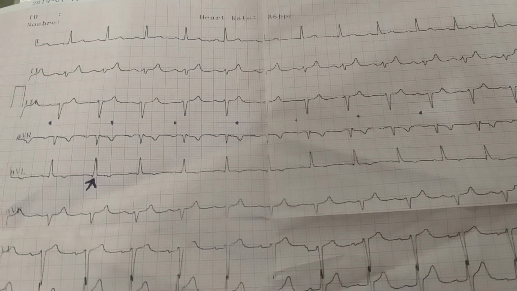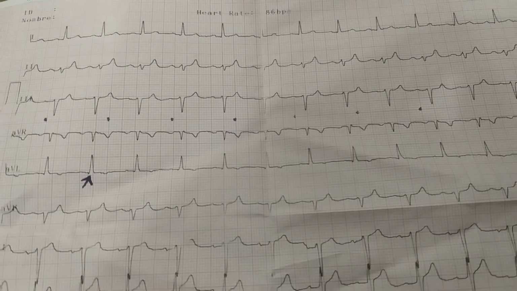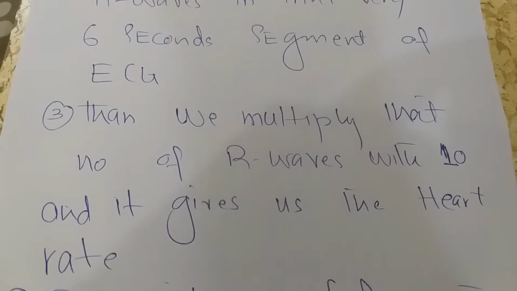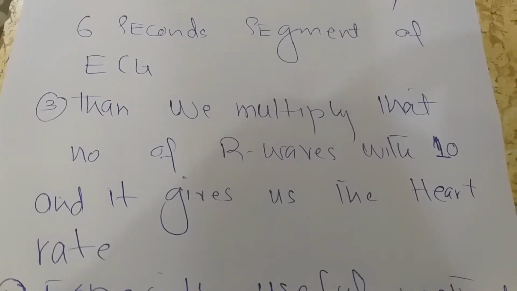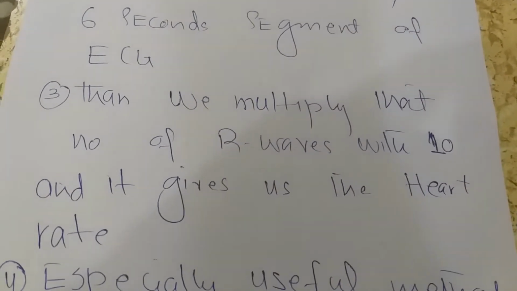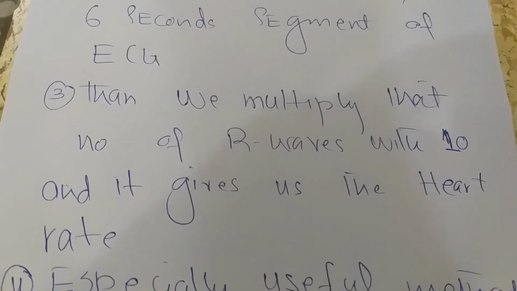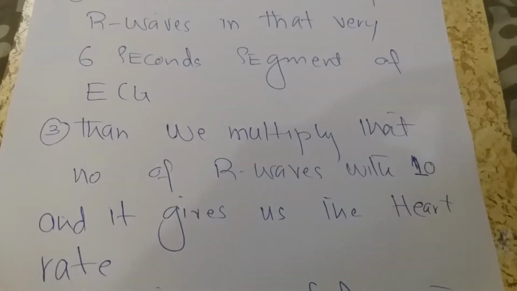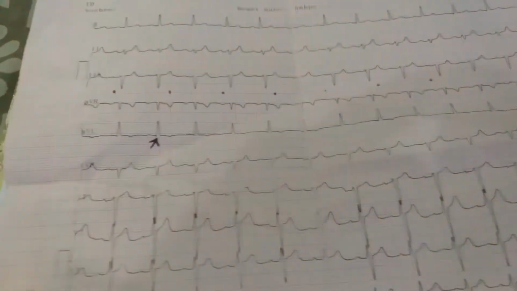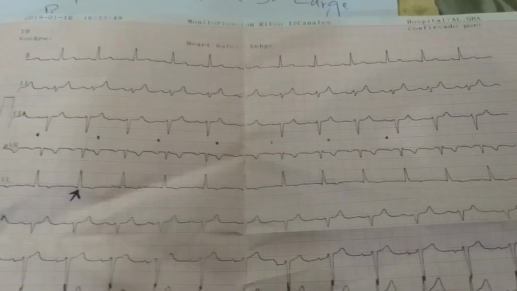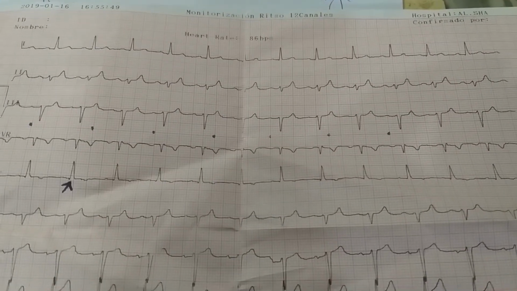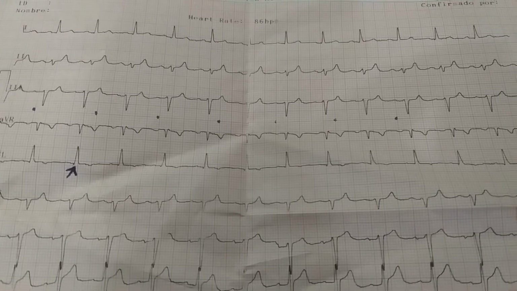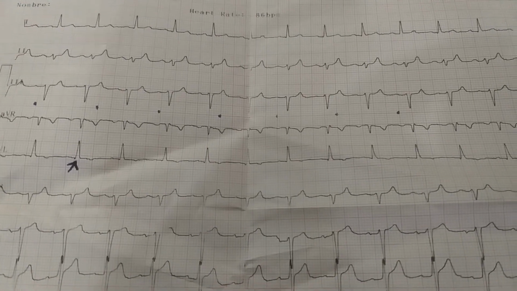So first was to identify a 6-second strip. Second was to calculate the number of the R waves in that very 6-second strip. Then we multiply that number of the R waves with 10, and it gives us the heart rate. For example, in our ECG, we had seen that there are 9.5 R waves in a 6-second strip, and if we multiply it with 10, it goes around 95 beats per minute.